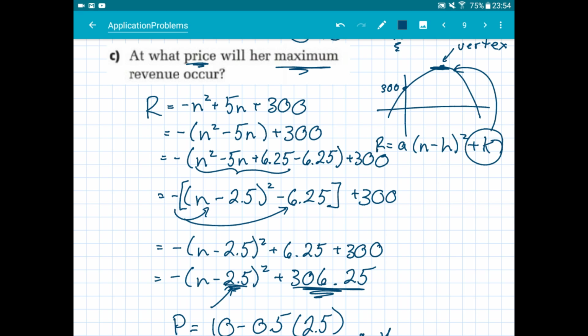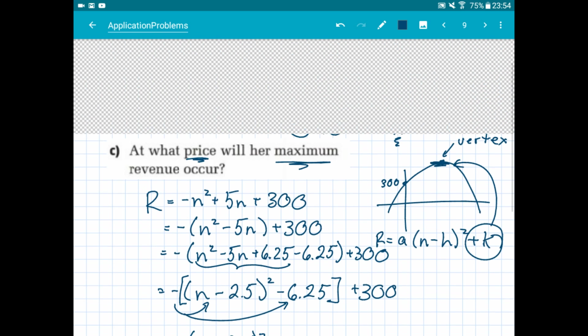So what did we do? We just completed the square to find the vertex. That gave us our answer.